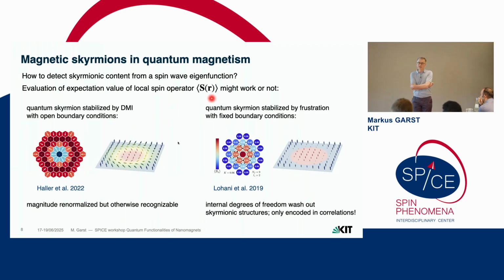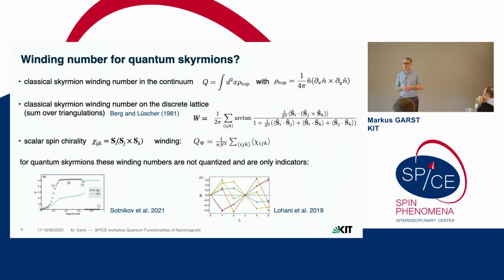So this means if you just look at the local spin operator, this is not a guarantee that you can recognize whether the system has a skyrmionic content or not.